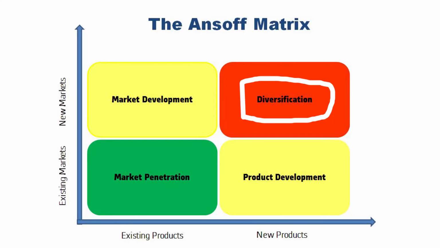The fourth business growth strategy is diversification. Diversification is all about adding new products in new markets. Companies diversify to increase their revenue and profits. They do this by adding new products, services, or features to appeal to customers in places where they haven't been exploring before.